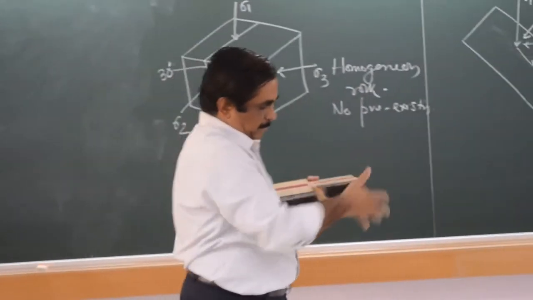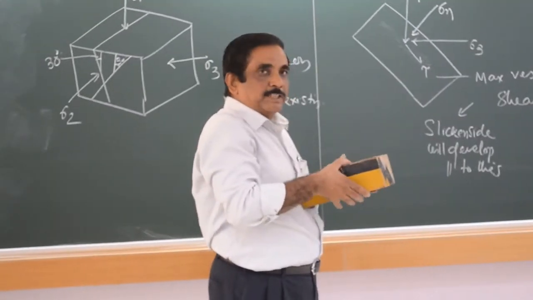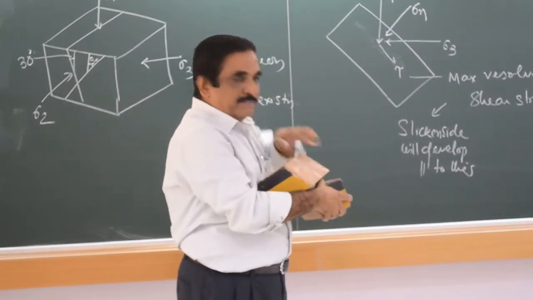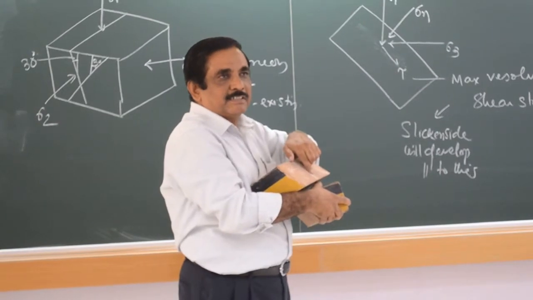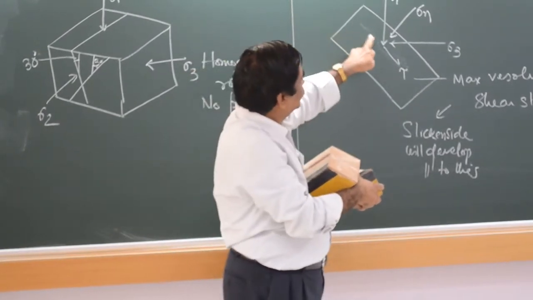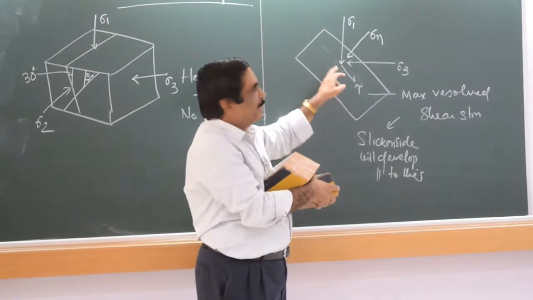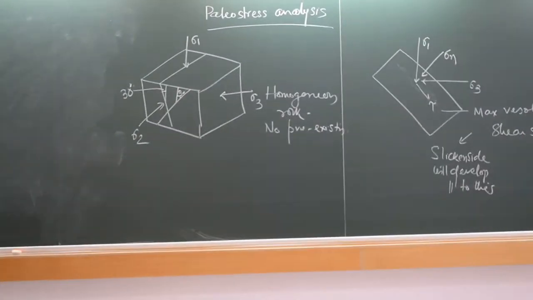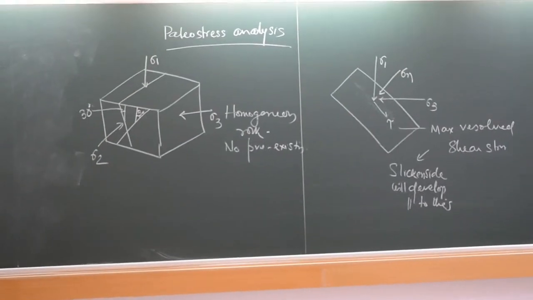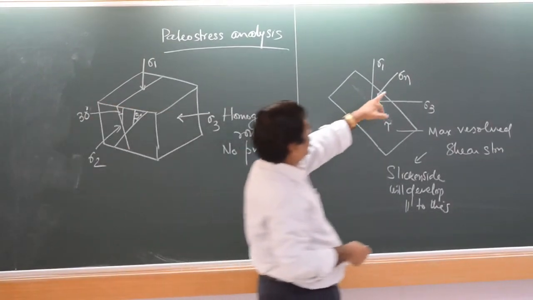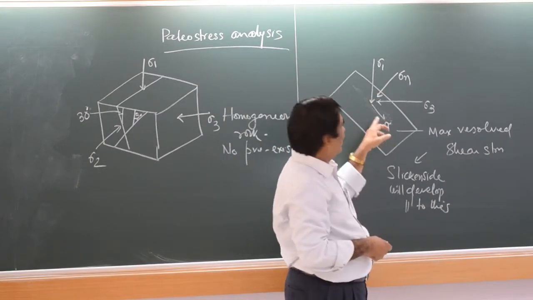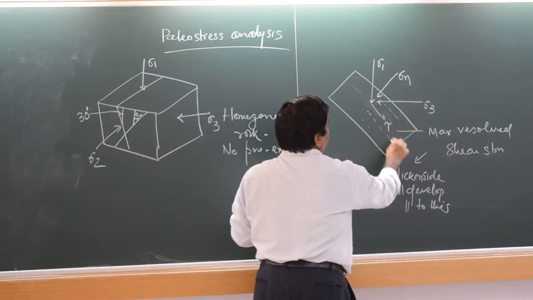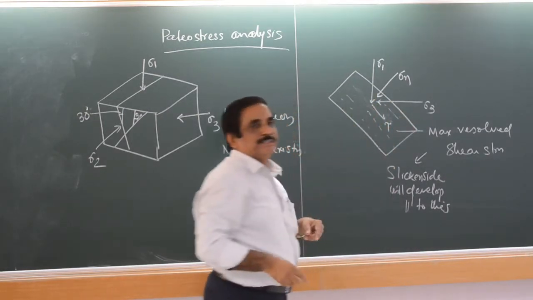See, if this is the block and sigma 1 is working like this, then the slip will be like this. So this is the maximum resolved shear stress. For sigma 1 it is this one, for sigma 3 the opposite way, but the maximum will be this. This is the normal stress, this is the shear stress. Along this the secant side will develop. On the fault plane, you get the lineations, parallel to this.